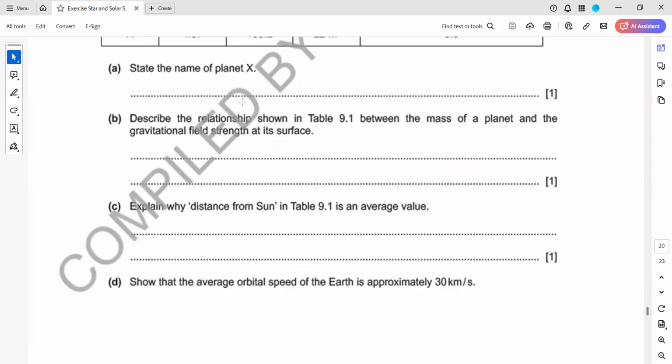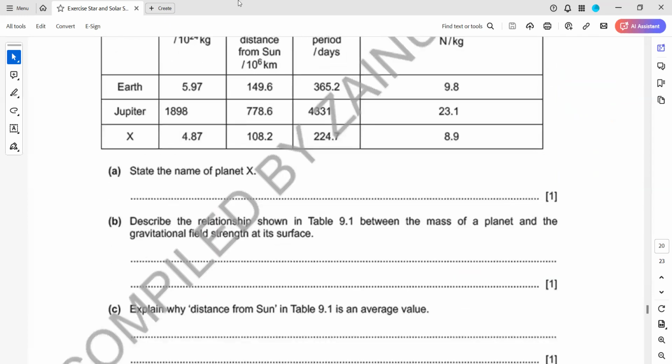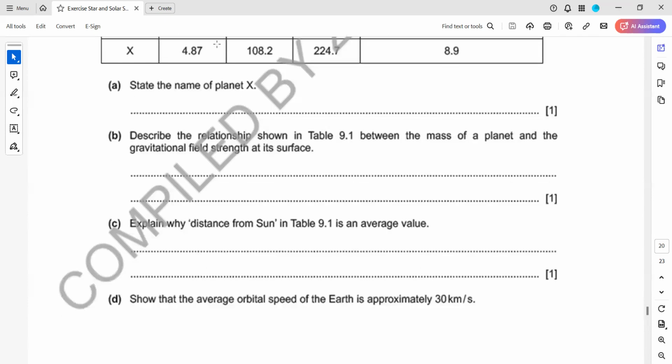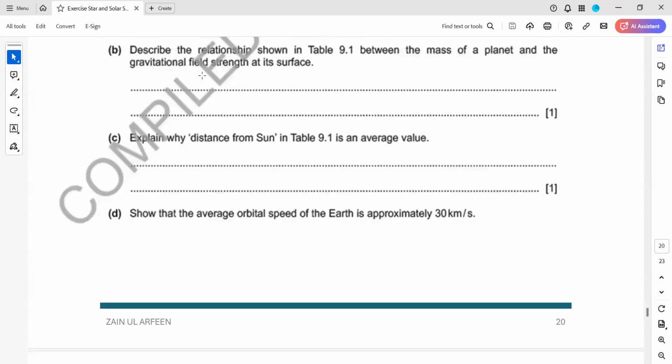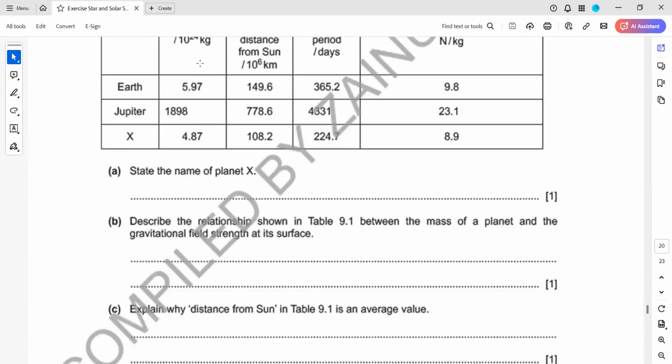Explain why the distance from the sun is an average value. Because these planets' orbits are not circular, the orbits are elliptical. So planets have elliptical orbits. That's why we take the average distance, because in some places they are closer, and some places it's further. Show that the average orbital speed of the Earth is about 30 kilometers per second.